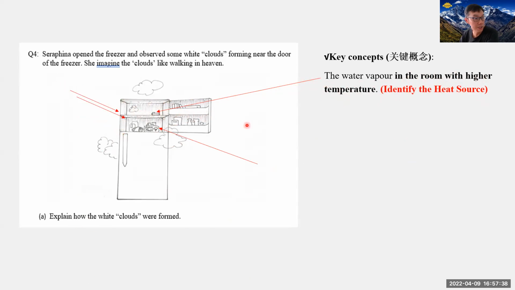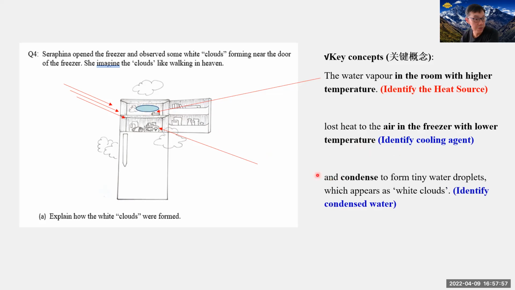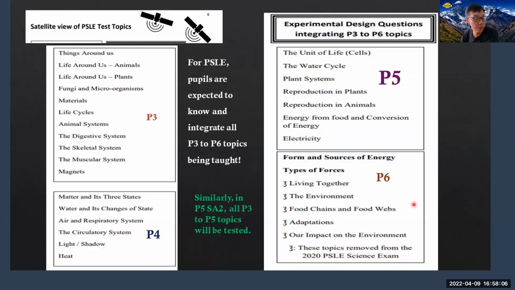As it meets the cooler air from the freezer at a lower temperature, the warmer water vapor loses heat to the cooler air with lower temperature in the freezer, and condenses. After this, you write that it condenses immediately to form tiny water droplets, which appear as white clouds. So learn this method well.